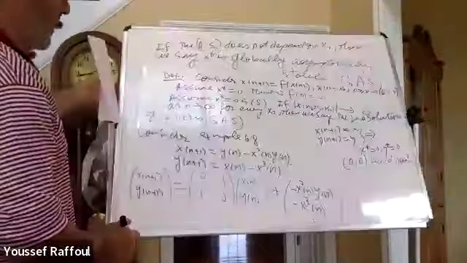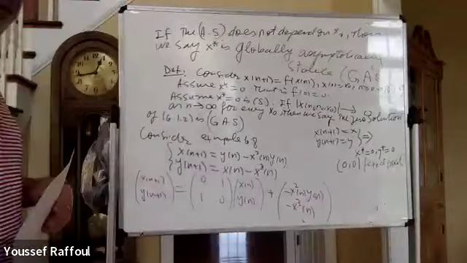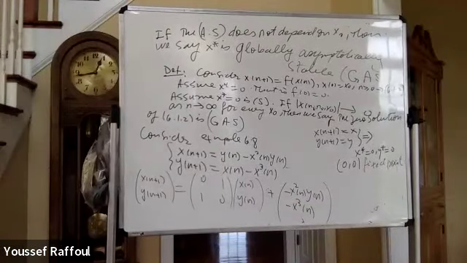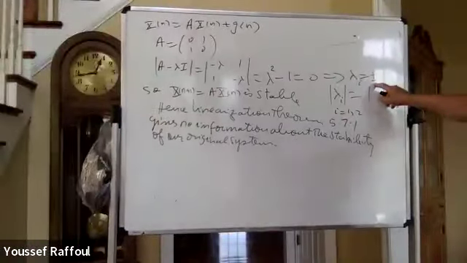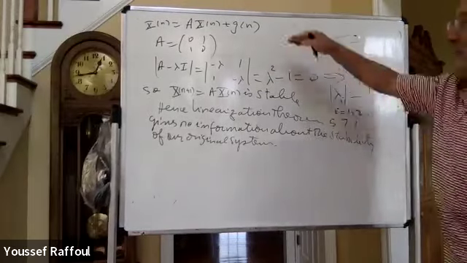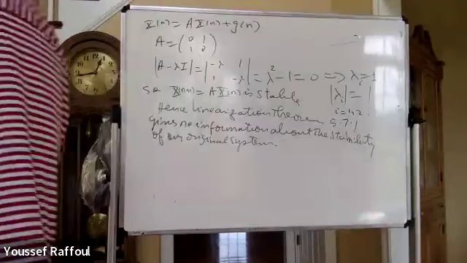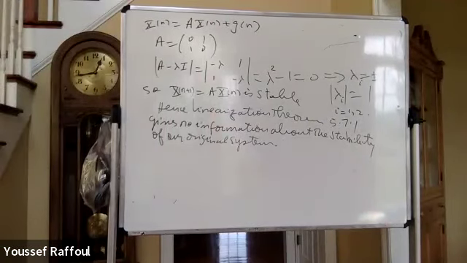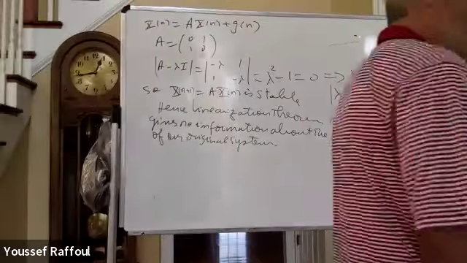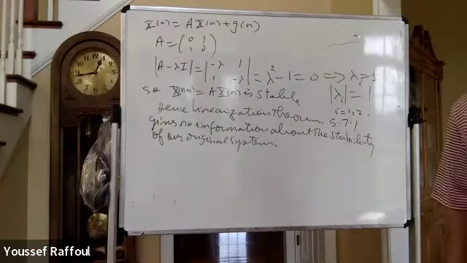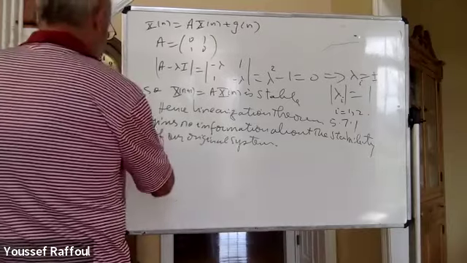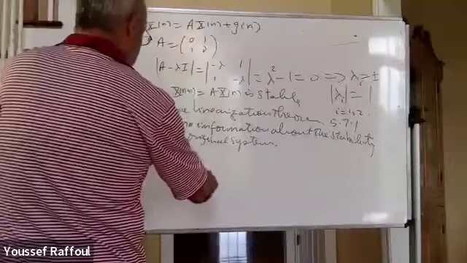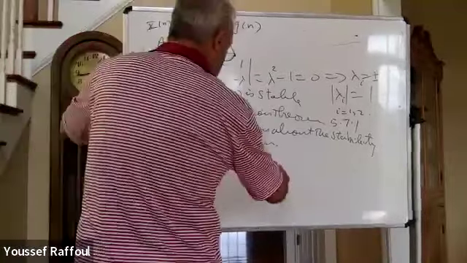And I mean the original is this. This is the original system. So linearization gives no information. However, if the eigenvalues were strictly less than 1, then linearization tells us the equilibrium solution, which is the origin, is asymptotically stable. But unfortunately, that is not the case. So now we are going to try a Lyapunov function. Okay? So let's try the method of Lyapunov function.